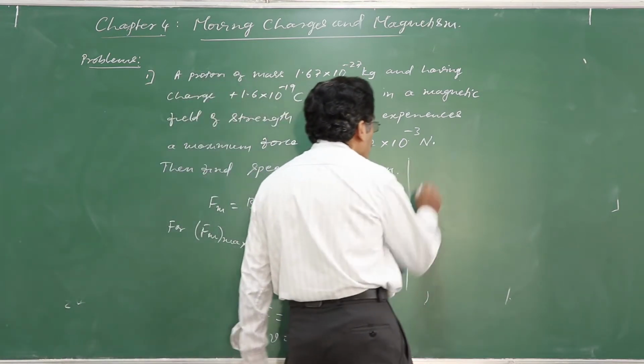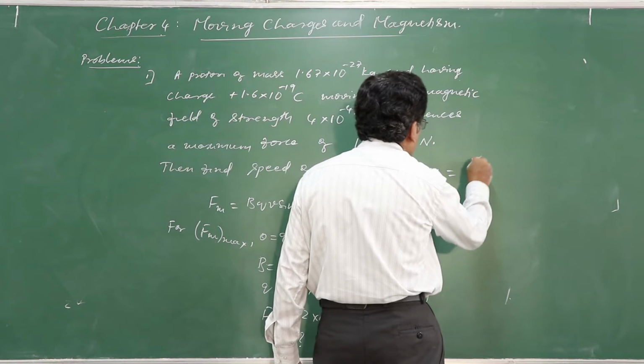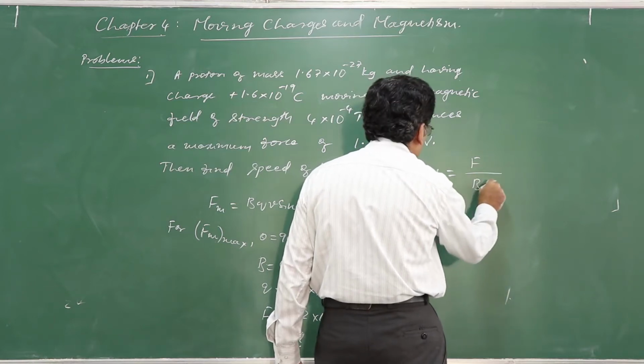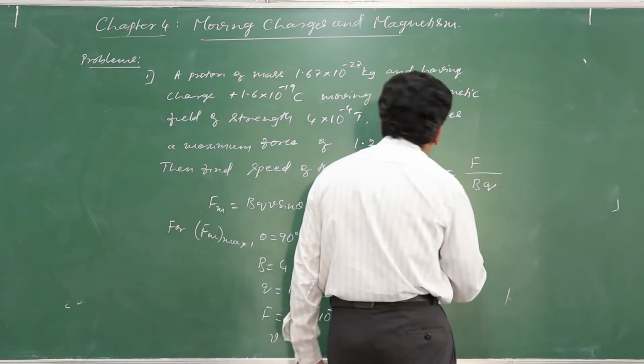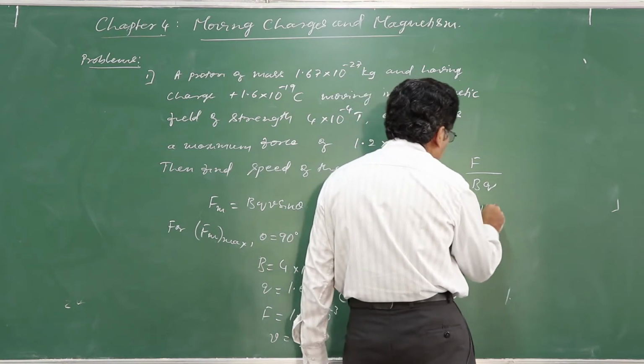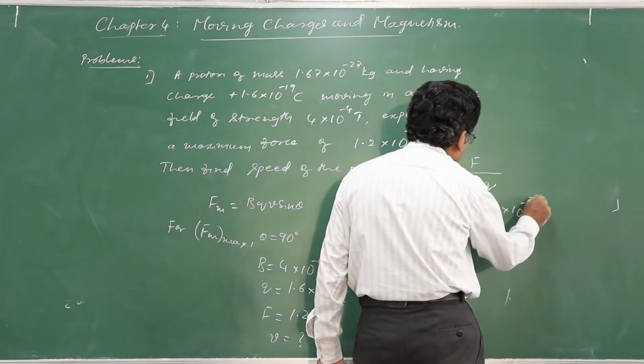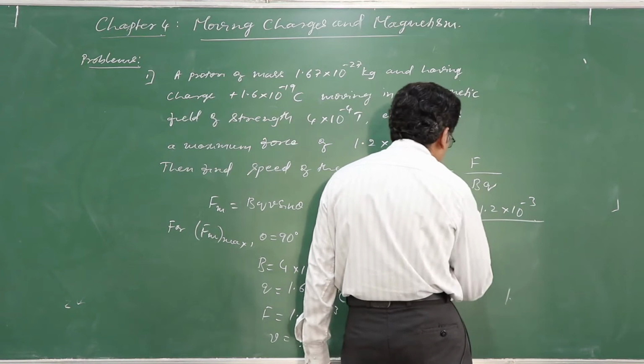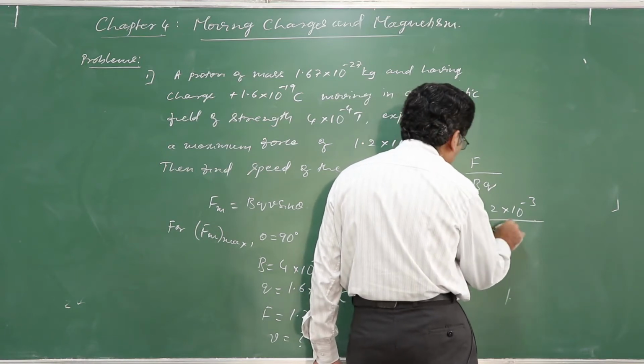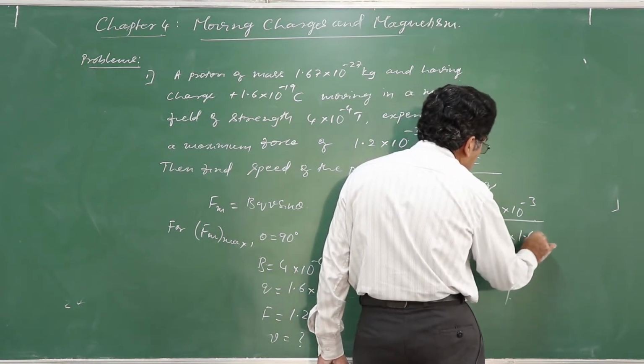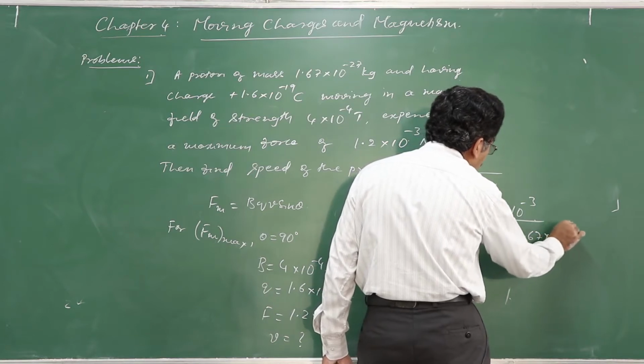V is equal to F divided by B into Q. F is 1.2 into 10 raised to minus 3. What is B? B is equal to 4 into 10 raised to minus 4. 1.67 into 10 raised to minus 27.